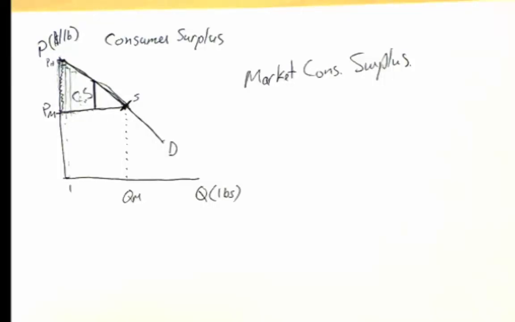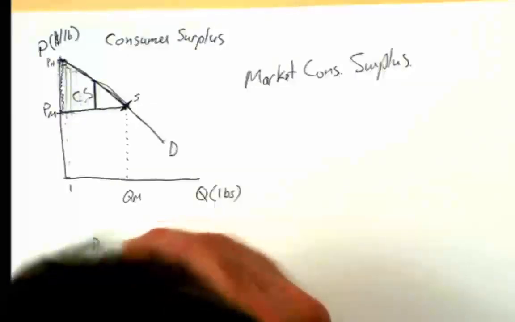Okay? So that's how we're going to measure welfare accruing to consumers, total surplus value across all of the consumers in a market when we have a demand curve specified. All right? Good. Next, producer surplus.